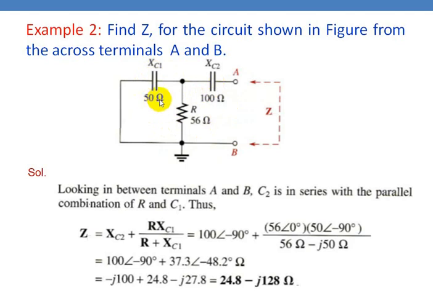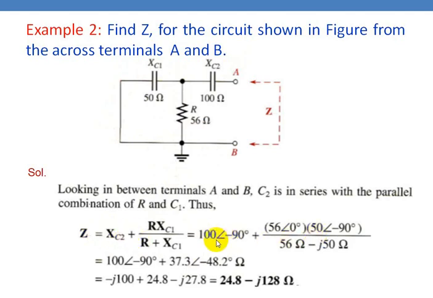Here only ohms is given, so you have to add minus J to the capacitive reactance. If it is inductance, you have to add plus J. So now Z will be equal to, R in parallel with XC1, that is R into XC1 divided by R plus XC1. This is for this equivalent impedance, plus this comes in series, that is plus XC2. So you substitute all the values.